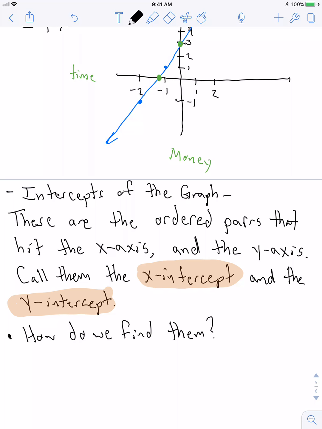And let's talk about the x-intercept first. Note that if we look at our graph up above here, to be an x-intercept, we need to be hitting the x-axis, meaning y has to be equal to 0. So we set y equal to 0 and solve for x.